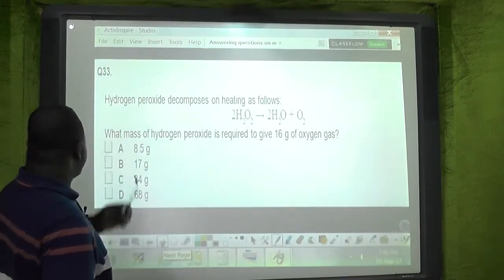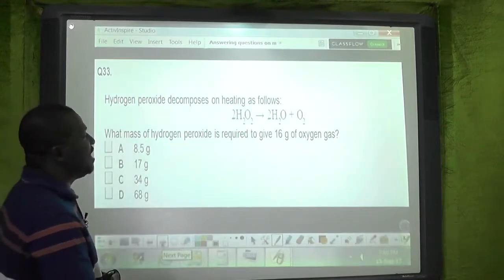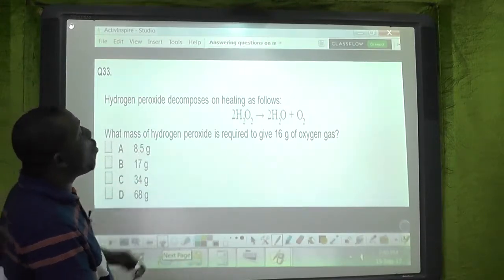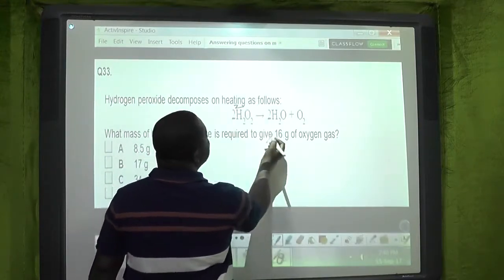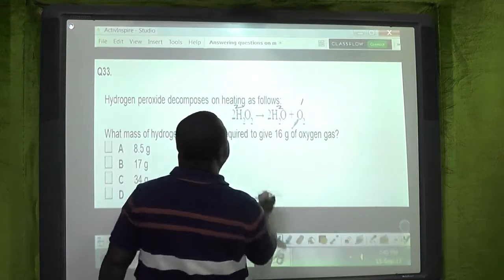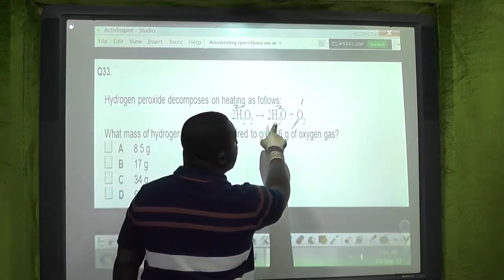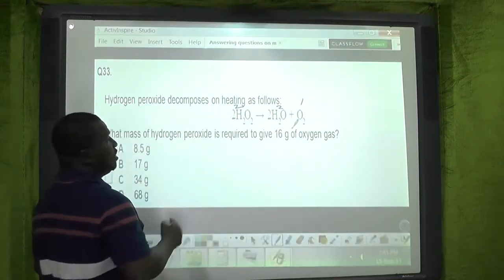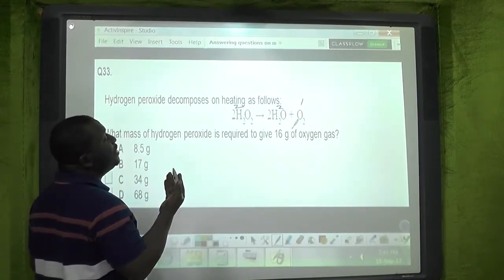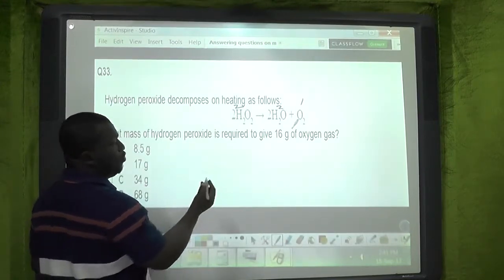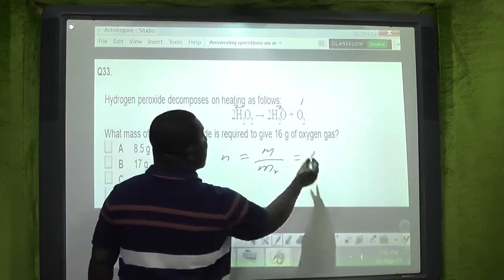33. Now we are moving. We'll soon finish. Hydrogen peroxide decomposes on heating as follows. This is hydrogen peroxide again. What is the mass of hydrogen peroxide required for 16 grams of oxygen to be formed? Now, it's again a ratio, 2:1. When hydrogen peroxide decomposes, it forms 2 moles of water and 1 mole of oxygen. So they are now telling us we don't want 1 mole of oxygen, we want only 16 grams of oxygen to be produced.